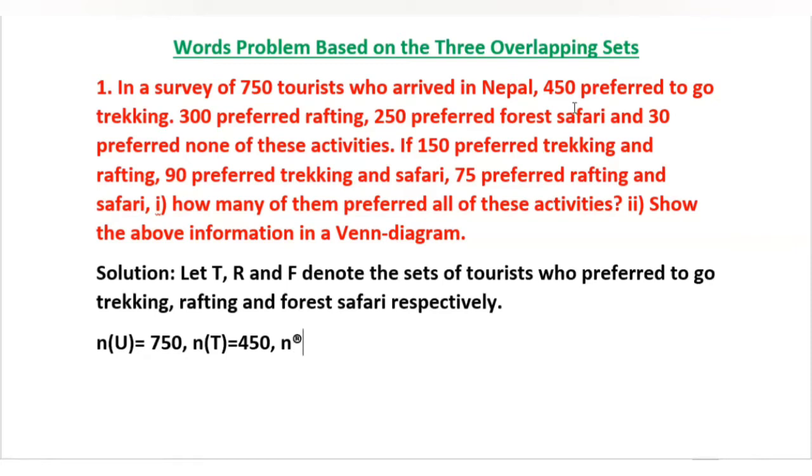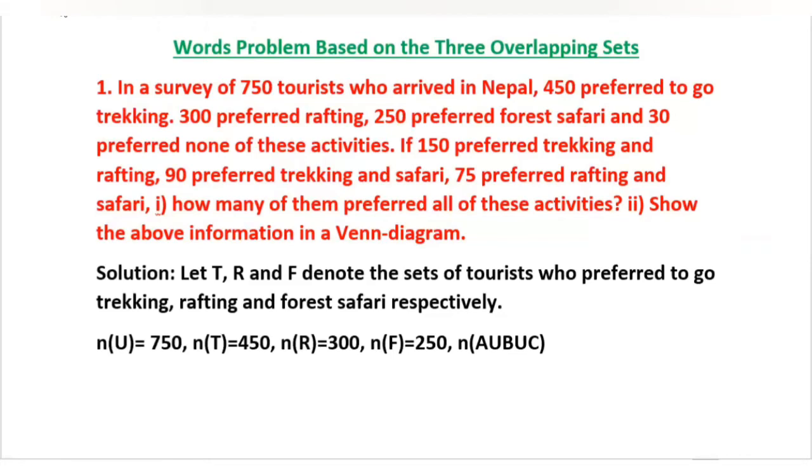Next one is 250 prefer safari, n of F for safari. For safari we have 250. And 30 preferred none of these activities, the complement. So we can write n of the whole complement of T union R union F.